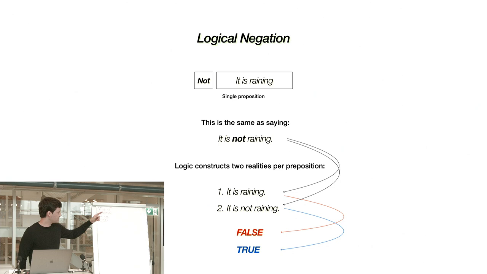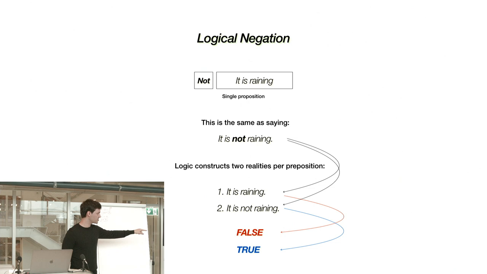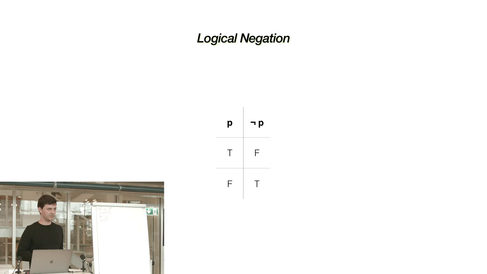now we can put not in front, and we can say this is the same as saying it is not raining. So from the sentence it is raining, now we have it is not raining. And if we compare it with these two logical realities, it is raining and it is not raining, then we see that the statement it is not raining, when evaluated with the logical reality it is raining, is now false, and the other one is true. And it used to be the other way around: the first one was true and the other one was false. So what negation does is just invert the truth value. If something used to be true, now it's false. If it used to be false, now it's true.